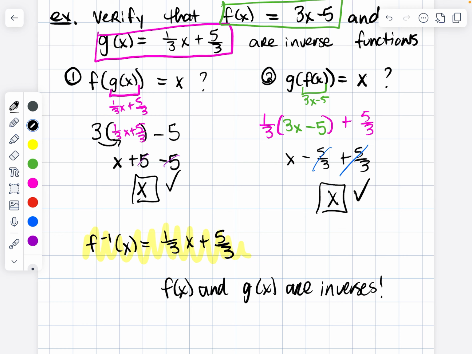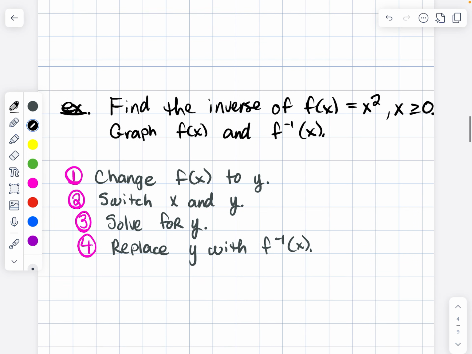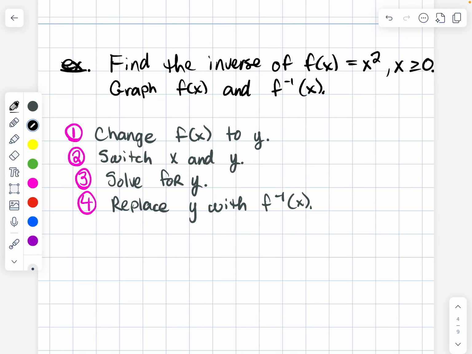That's it. Now with our next example, it's asking us not to verify, but to find the inverse of f of x equals x squared when x is greater than or equal to 0. And then it wants us to graph our f of x and f inverse of x. So the steps to this are as follows. I've already written them out. Feel free to, of course, pause and write and do whatever you need to do here.